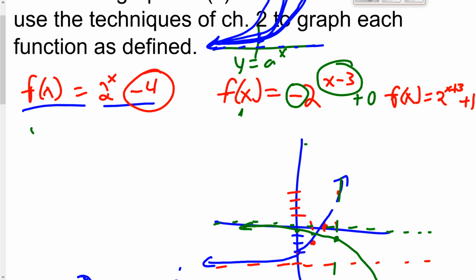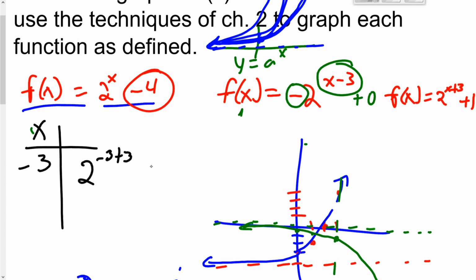Okay, let's go ahead and do this last one, and we'll put those on a graph as well. So let's go ahead and put in negative 3 as our first x. So that would be 2 to the negative 3 plus 3, and then after I do my exponent, then I'm going to add 1. So that means my y value would be 2 to the 0, and then plus 1. Well, 2 to the 0 is 1, so 1 plus 1 is 2. So we have negative 3, 2. So negative 3, and a positive 2.